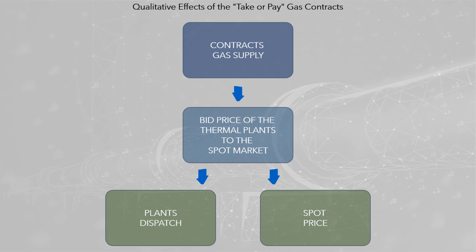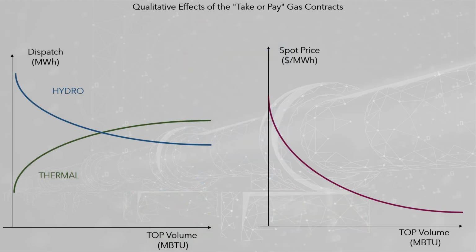But quantitative effects, they're not intuitive, they can't be calculated with an Excel spreadsheet. As the volume of natural gas contracted through TOPs increases, it can be expected that hydro plants will lose share, thermal plants will gain participation, and the spot price go down.